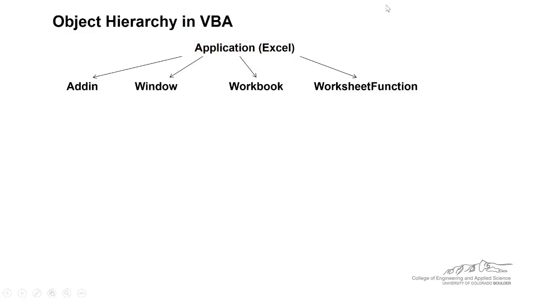We're going to talk about properties and methods and events in this screencast. I just want to show you an example of object hierarchy in VBA. It starts with the application, which is Excel, and Excel has a bunch of objects associated with it. For example, you can have an add-in like the Solver add-in. There are also windows that pop up, workbooks, worksheet functions.